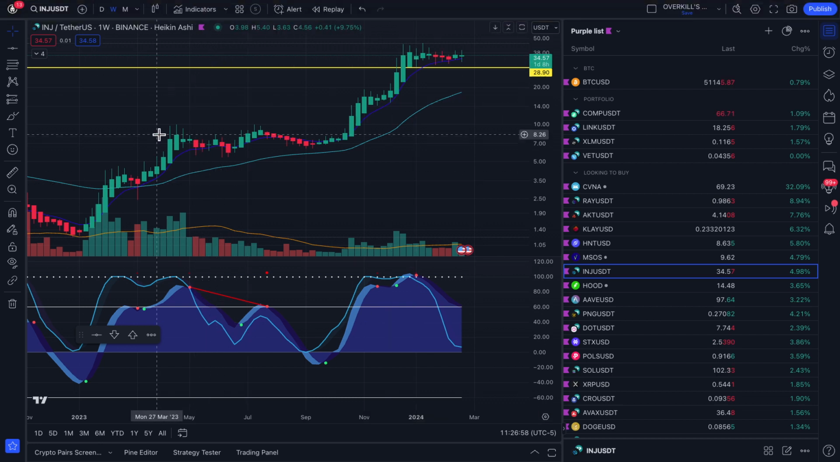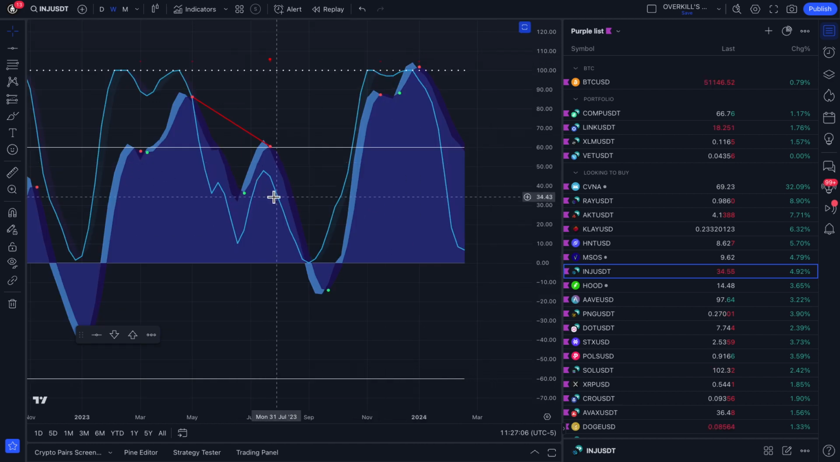Again, perfect setup here on INJ. This was a beautiful pullback, six weeks into the 50 week. Where was the stochastic RSI? The stochastic RSI tells us when we are overbought and when we are oversold. So when we are oversold, we want to be looking to purchase, when that light blue line is down here on the bottom. And then the green dot is our signal that, yes, we're going higher.